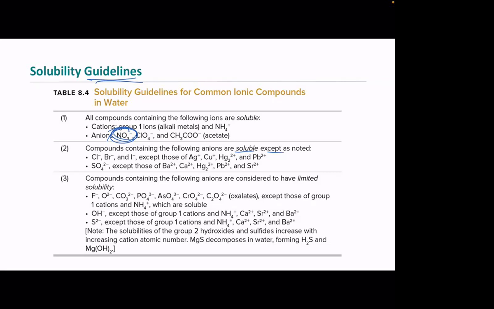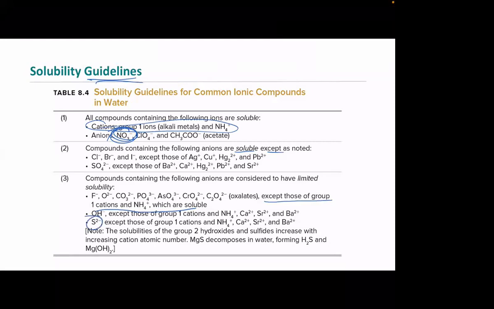And then compounds containing the following anions are considered to have limited solubility. Fluoride, chromates in there. Except those, and you don't even really need this exception because we've already set up here that these are always soluble. So it's kind of redundant. That's the exception to everything. Group one and the ammonium cation. Those are always soluble.